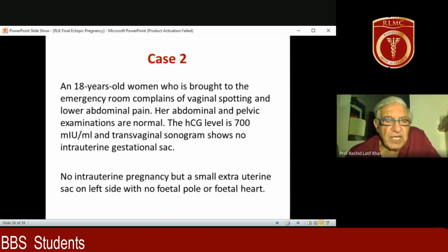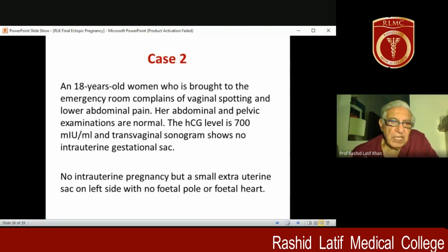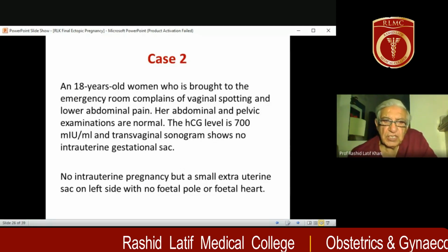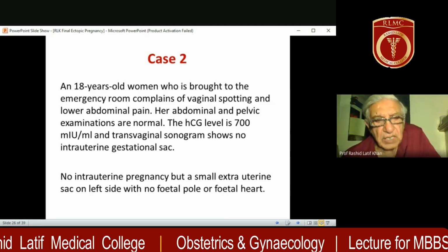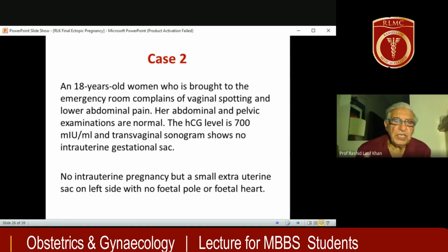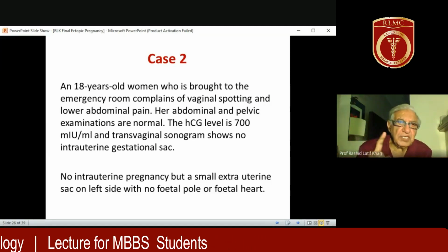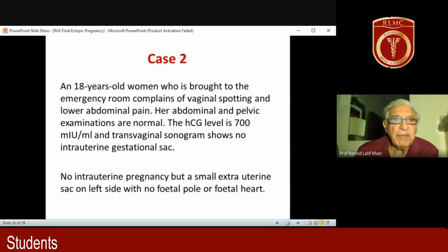As I told you, in such early cases, you may not see the sac inside the uterine cavity or even outside. And in this case, no intrauterine pregnancy was seen on TVS. A small extrauterine sac on left side with no fetal pole or fetal heart. Here is a patient who is stable, comes to you in early stage, and sac is there in one of the tubes, but it's not ruptured. This is the patient who will be treated with injection methotrexate medically.